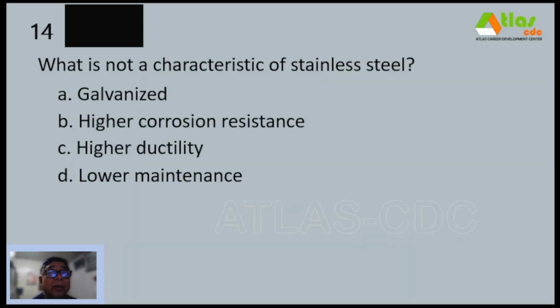14. What is not a characteristic of stainless steel? A. Galvanized. B. Higher corrosion resistance. C. Higher ductility. And D. Lower maintenance.